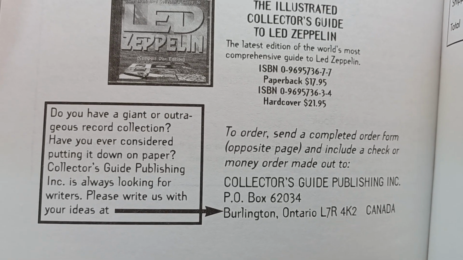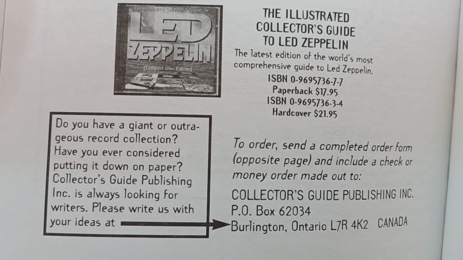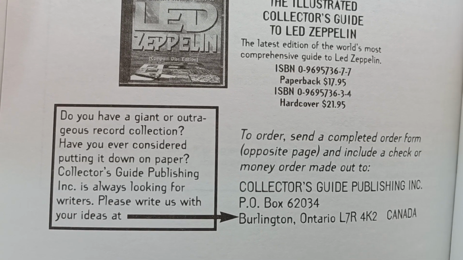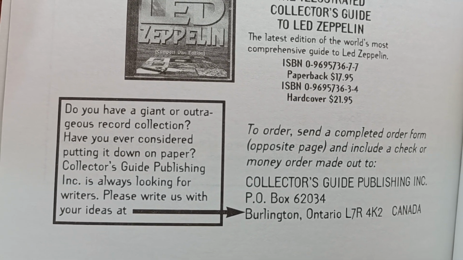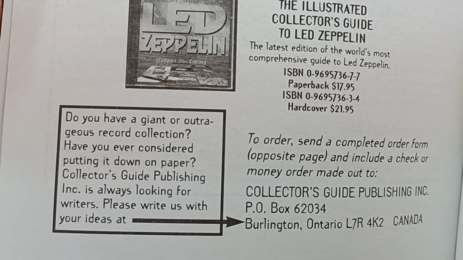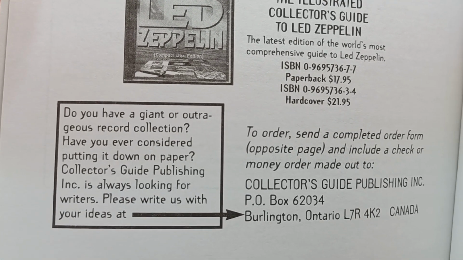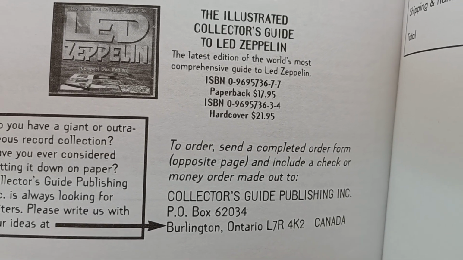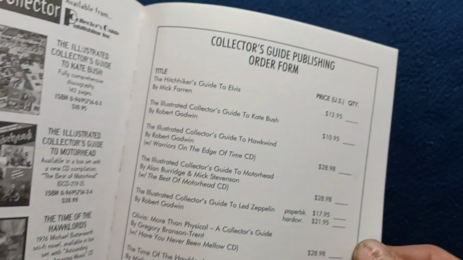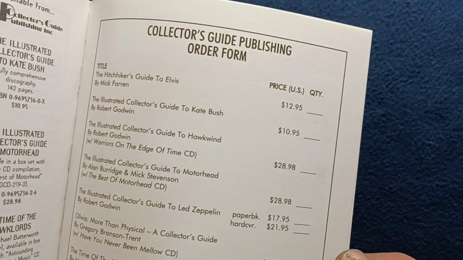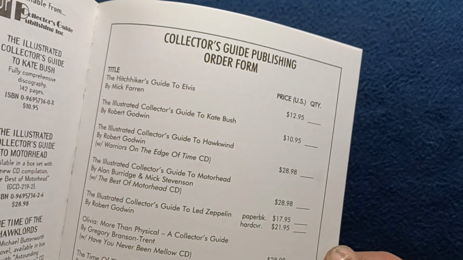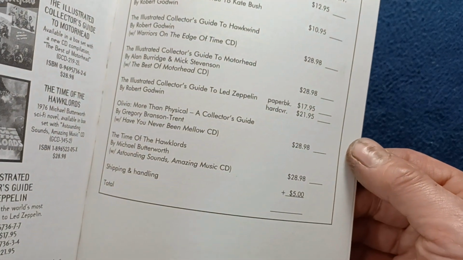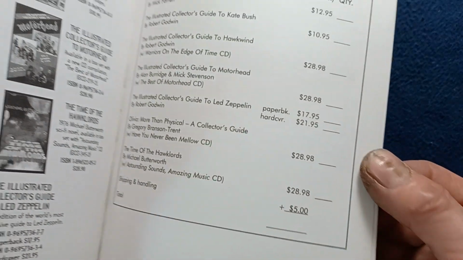And you can see here this solicitation. Do you have a giant or outrageous record collection? Have you ever considered putting it down on paper? Collector's Guide Publishing Inc. is always looking for writers. Please write us with your ideas. And here's contact info at the time. And here's the ordering form that they were pointing to here. So you can see titles that were listed and how to order them. And then blank pages for notes.